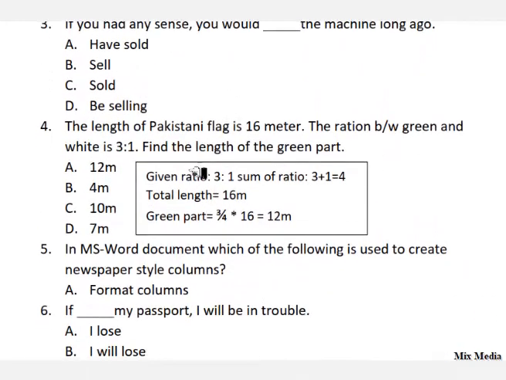Question 4. The length of Pakistani flag is 16 meters. The ratio between green and white is 3:1. Find the length of the green part. So I have solved these questions. Given ratio 3:1, sum of the ratio 3 plus 1, that is equal to 4. Total length equal to 16 is given in the question. So green part 3 divided by 4 multiplied by 16, that is equal to 12 meters. The answer is 12 meters.